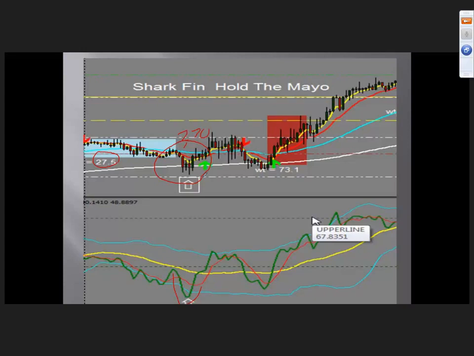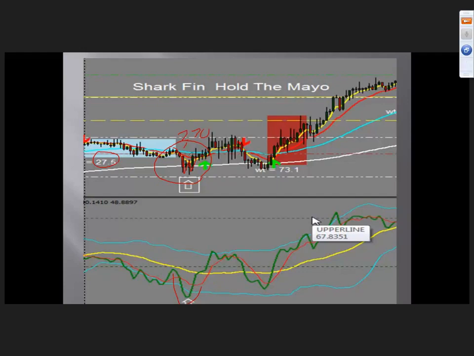The average is crossed over and they might come to rest around or near the mayonnaise. So what happens is, this is shark fin hold the mayo. You got your shark fin right there. It's held as if to show resistance or support by the mayo. There's your pins, but that's the W formation with the shark fin out of the band and back in.